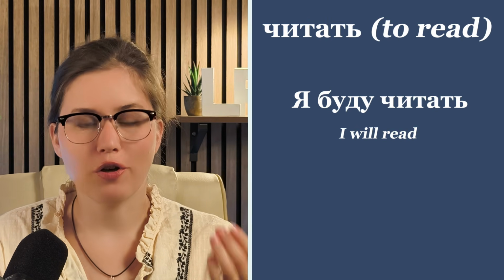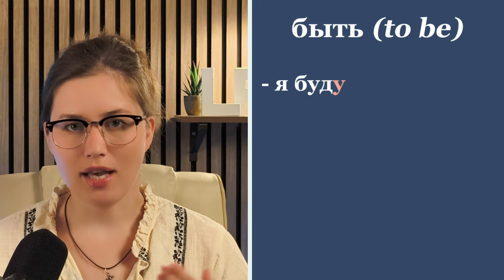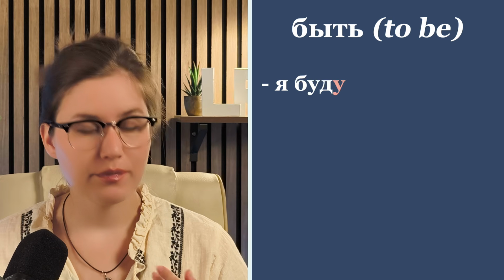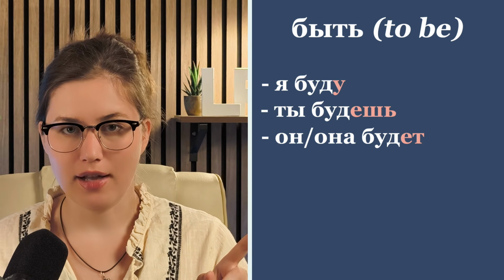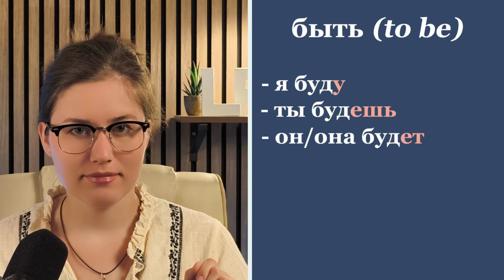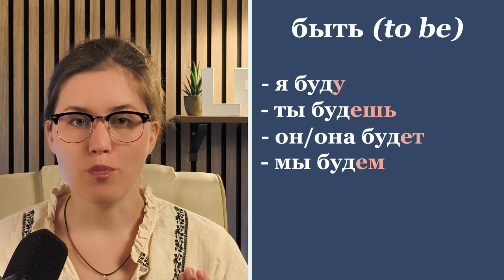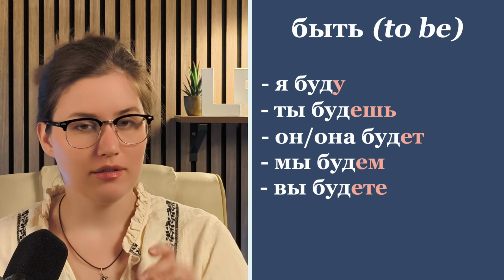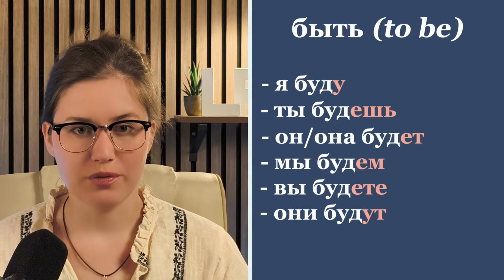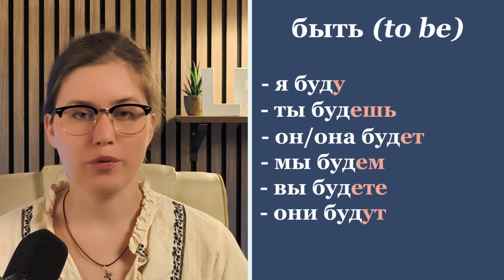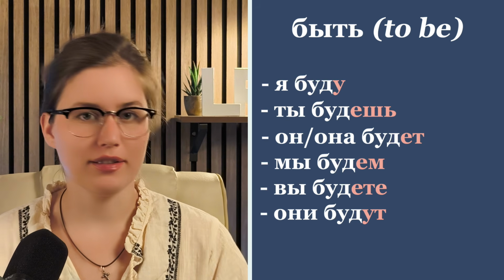The verb быть follows the same pattern of conjugation like any other verb. So let's take a look at how быть conjugates. Я буду, ты будешь, он, она будет, мы будем, вы будете, они будут. The table with the conjugation of the verb быть you can also find in the PDF.